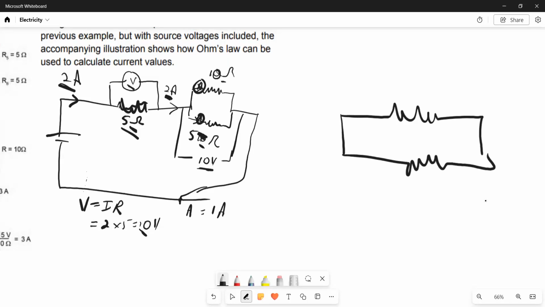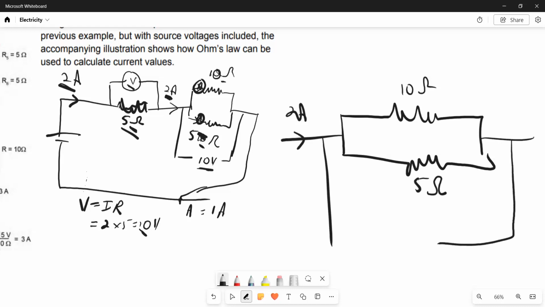Across here, or coming in here, is 2 amperes, right? This is 10 ohms. This is 5 ohms. Across here is 10 volts, right? The voltmeter said 10 volts.